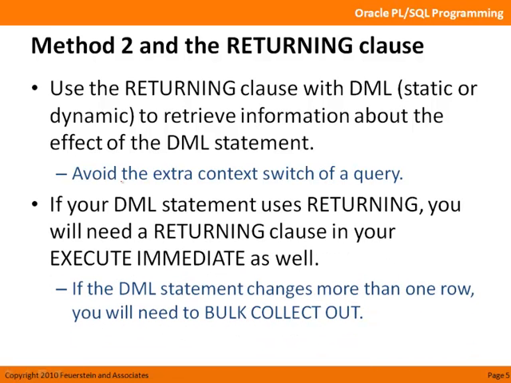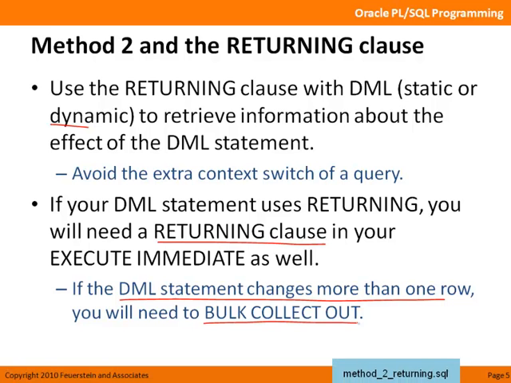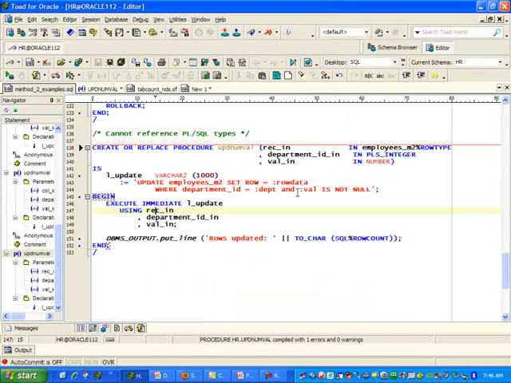Well, you can use the RETURNING clause with your DML statement dynamically, and if you do so, then you also need to add a RETURNING clause to your EXECUTE IMMEDIATE statement. And if the DML statement that you're executing dynamically changes more than one row, you're going to have to do a BULK COLLECT to retrieve all the different values in your RETURNING clause. Let's check it out.